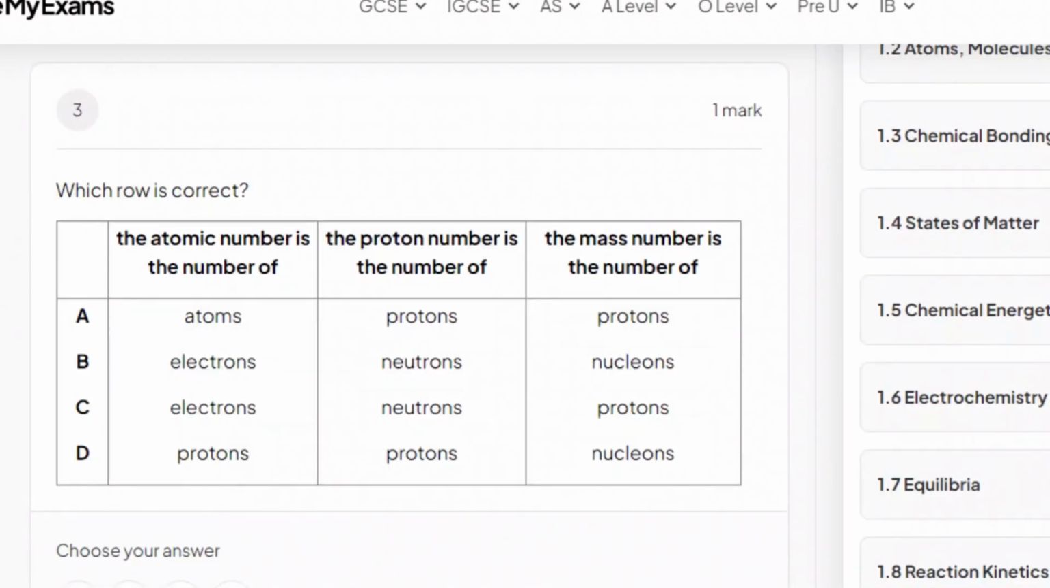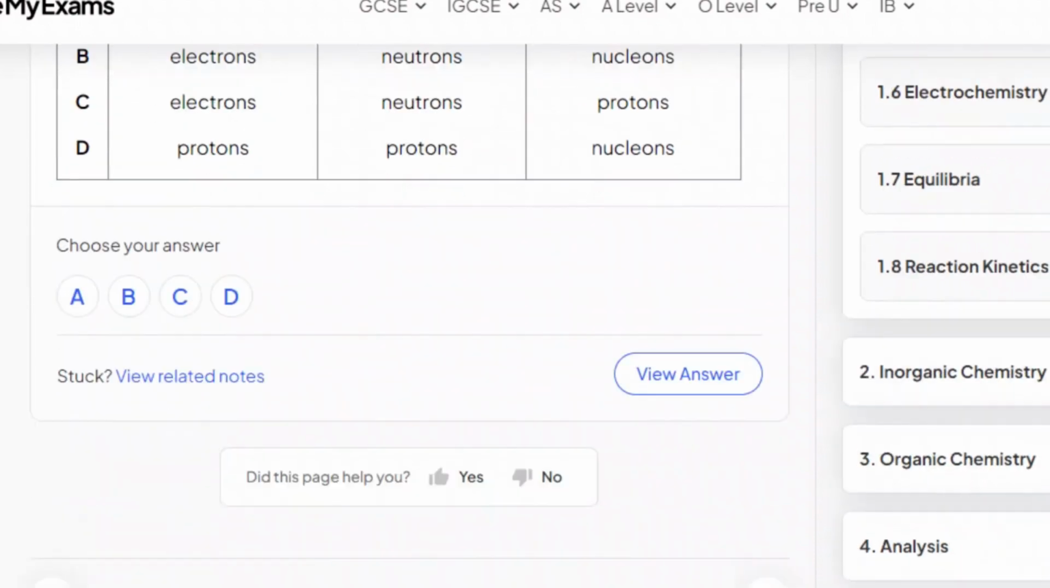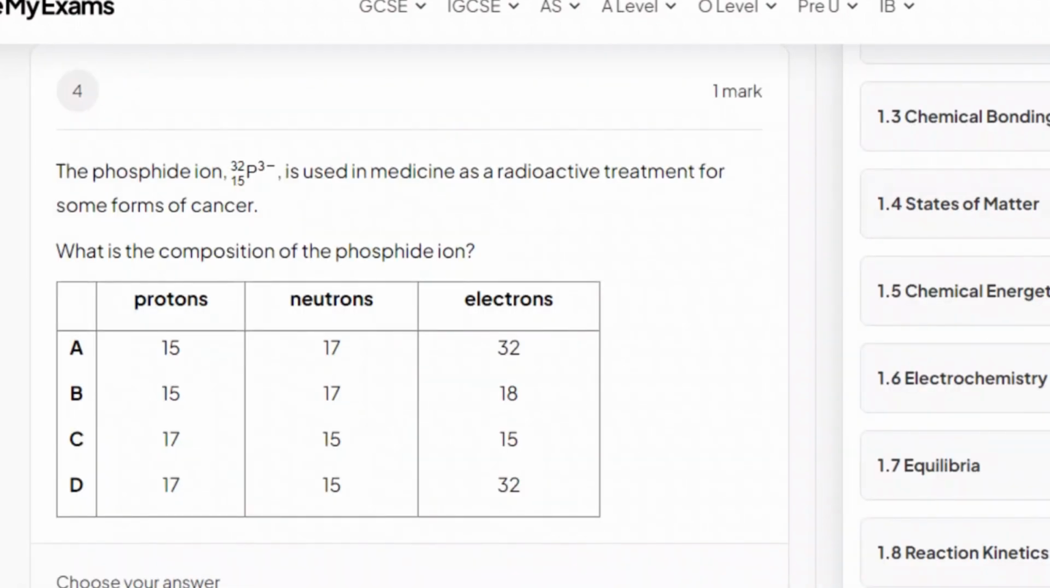So now the atomic number is the number of protons, the proton number is the number of protons, and the mass number is the number of nucleons, so the answer would be D. Okay, so now to the next question.